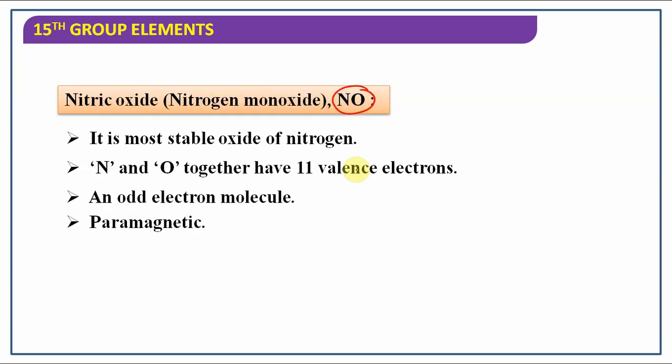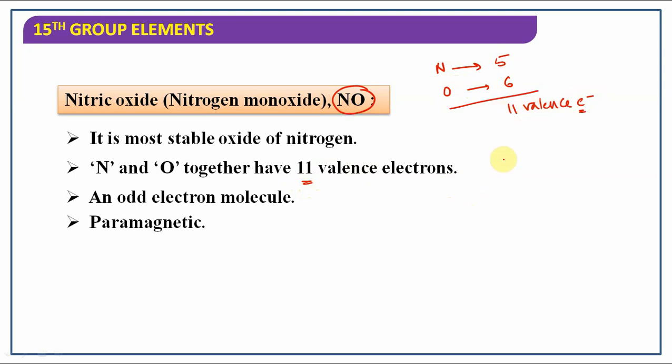So nitrogen is having how many outermost electrons? 5 outermost electrons, means valence electrons. Oxygen is having 6 valence electrons. So in total, 11 valence electrons are present. That indicates it is an example of an odd electron molecule, with one electron which is unpaired.